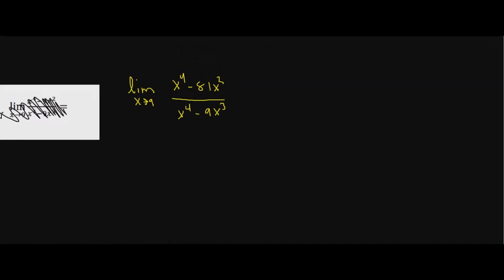Okay, let's go ahead and look at this one here. This is the same idea as the previous example, except now the lowest factor on top is x squared. So I want to pull out an x squared, and this is going to be x squared times (x squared minus 81). And then down below, x to the third is my lowest term, so I'm going to pull an x to the third out, and I'm going to get x minus 9.